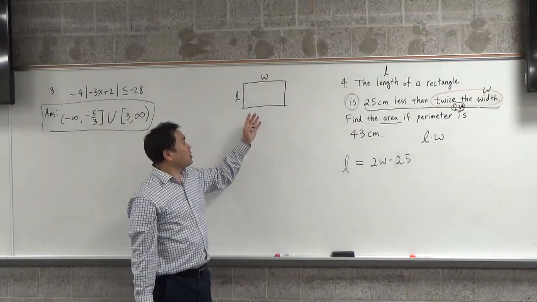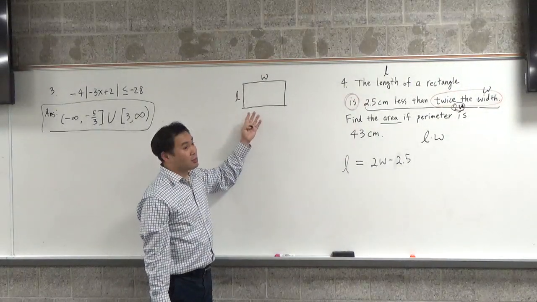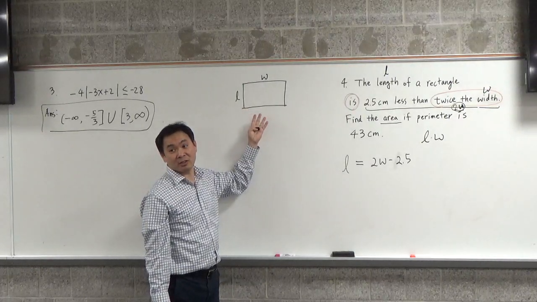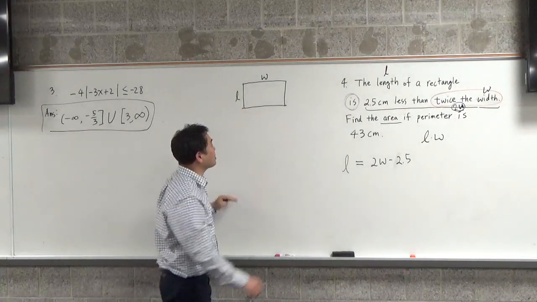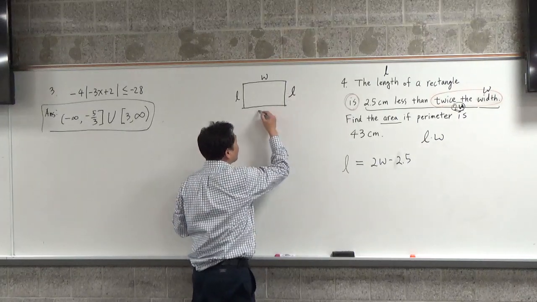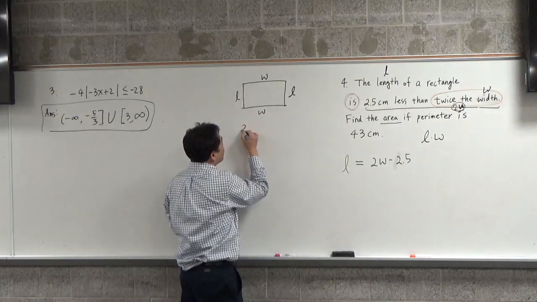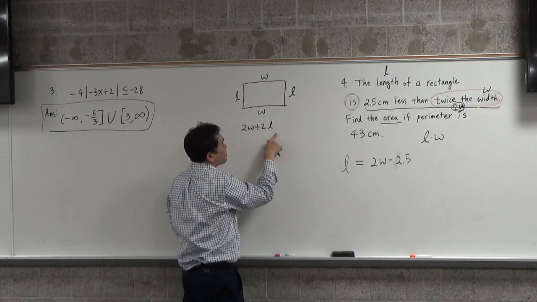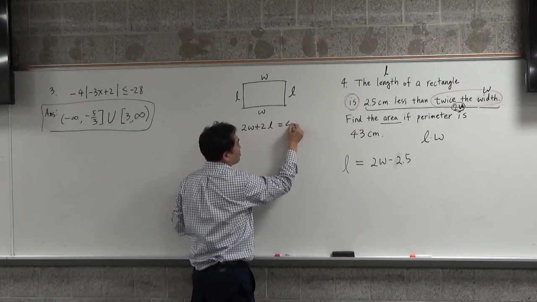Can you express the perimeter using this picture, using L and W? What is it? 2 times width plus 2 times length. Yes, because this side also will be length and this side will also be width. You will end up with 2W plus 2L as your perimeter, and that has to equal 43.